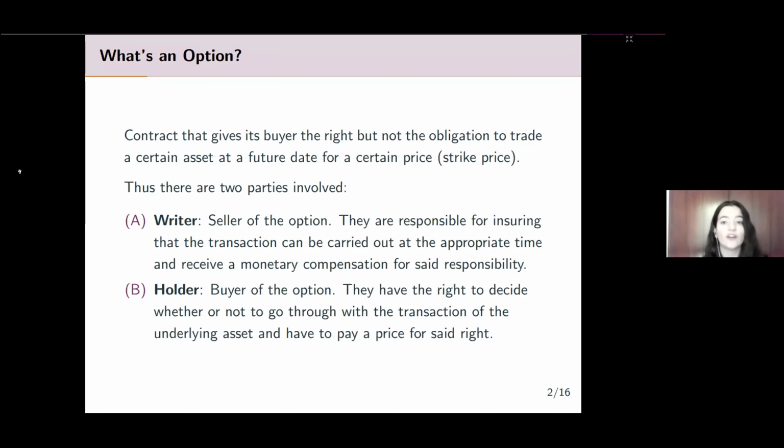Therefore, there are two parties involved in this contract. On one hand, we have the writer, who is the person or the entity who is selling the option and who is responsible for ensuring that if the buyer decides that they want to carry out the transaction, that is possible. And for this responsibility, they are going to receive a monetary compensation. On the other side, there is the holder, who is the buyer of the option and who gains this right to trade a certain asset at a certain date for a certain price. And for this right, they are going to pay a price.